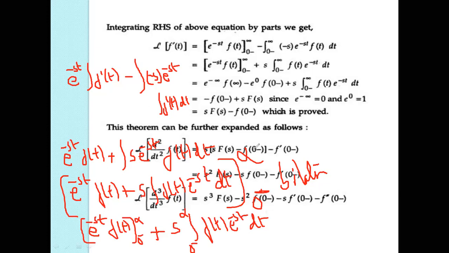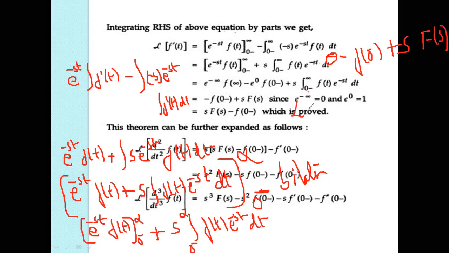I'm not applying limits to this one, I'm taking only the integration. So for e power minus st f of t, applying infinity gives 0 for the first term. For the lower limit, if I apply t is equal to 0, e power 0 is 1, and f of 0 minus, that is the lower limit. So minus f of 0 minus, plus s into, this is the definition of the Laplace transformation with the signal f of t, so f of s.